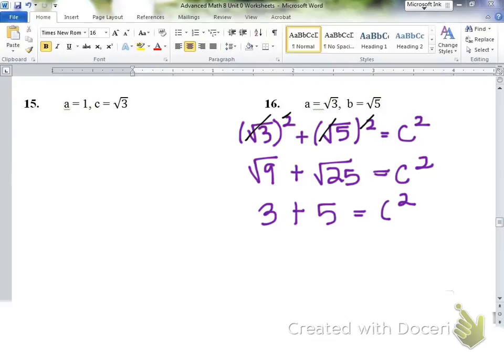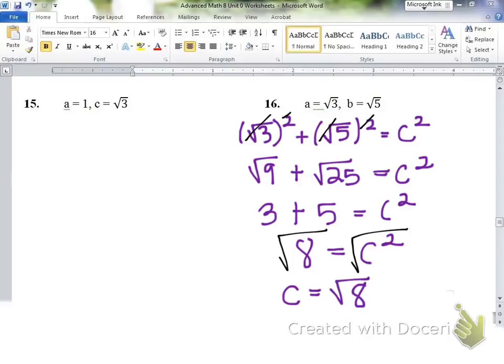Okay, so then let's finish this up. What is 3 plus 5? 8. So 8 equals c squared. Do I have c by itself yet? No. So let's take the square root of both sides. And that leaves me with c equals the square root of 8.